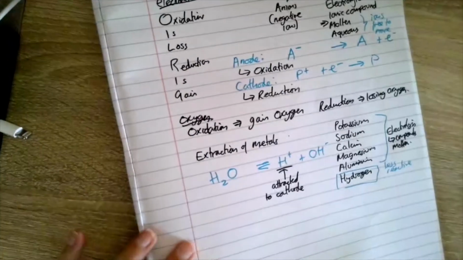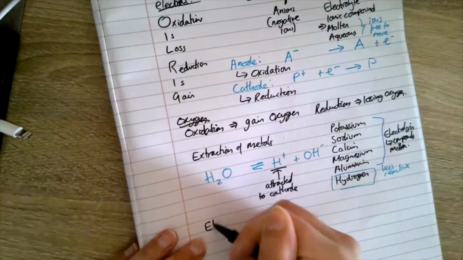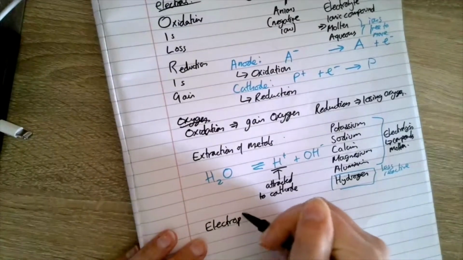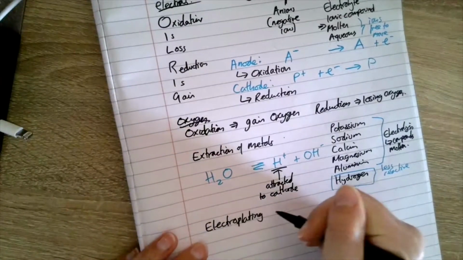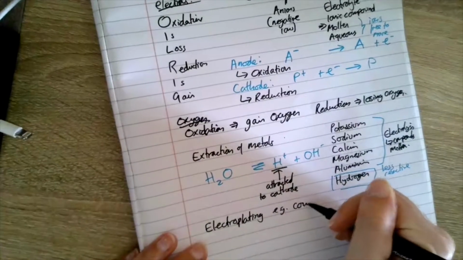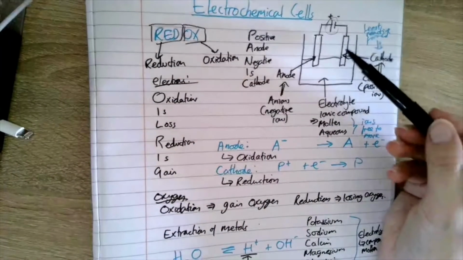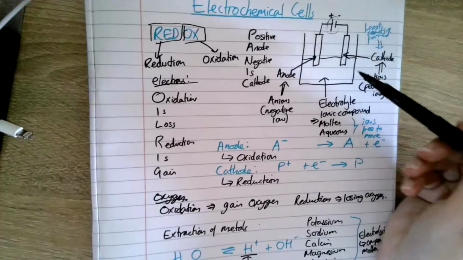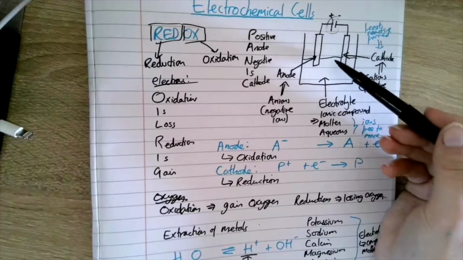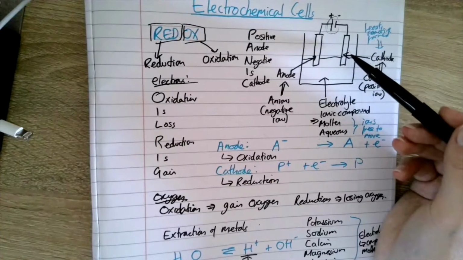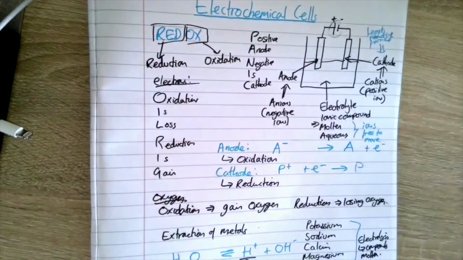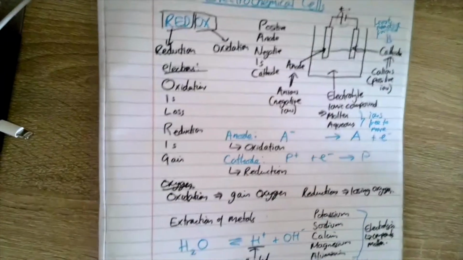Another use of electrolysis is in electroplating, such as of coins. So you could have a coin as your negative electrode, and then you would have the metal which would coat that coin as your metal ions are attracted to the negative.